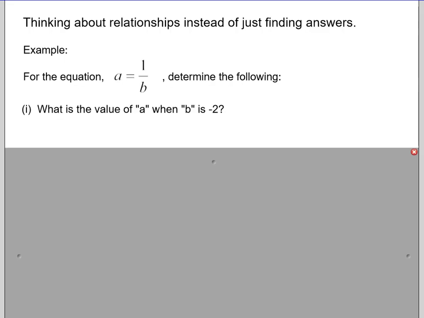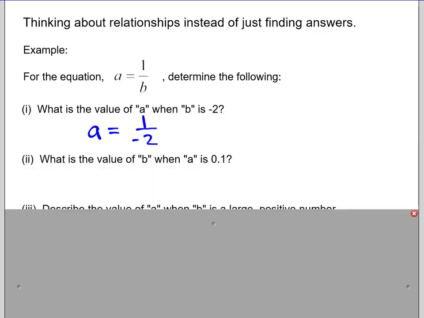So what is the value of a when b is -2? If I replace the b with a -2, the value of a when b is -2 must equal -1/2. See, that's a very different response than the first question. The first question, they were both the same. Now they're different.